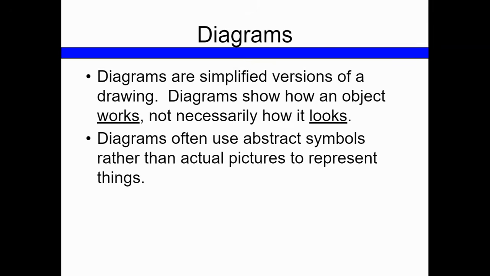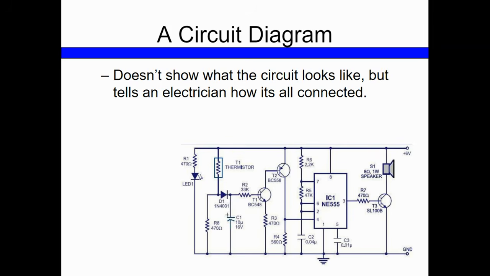Diagrams are a little bit different. Diagrams are simplified versions of drawings. Diagrams show how an object works, not necessarily how it looks. Diagrams often use abstract symbols rather than actual pictures to represent things. Here's an example of a circuit diagram. It doesn't show what the circuit looks like, but it tells an electrician how it's all connected.